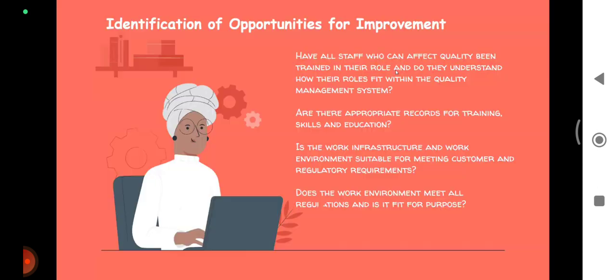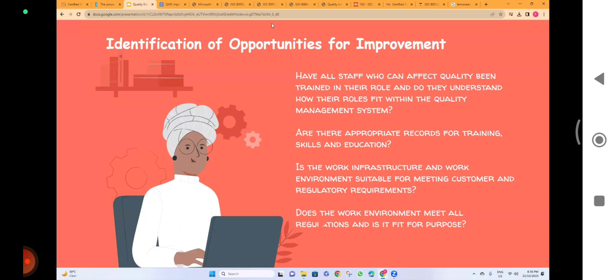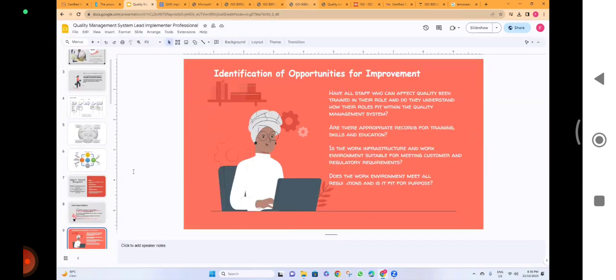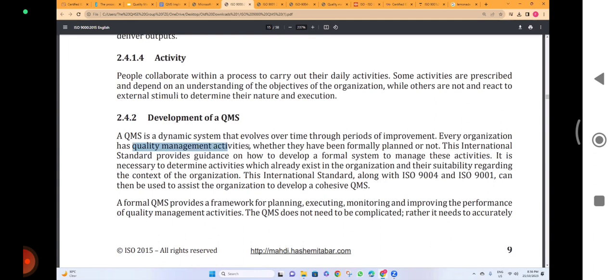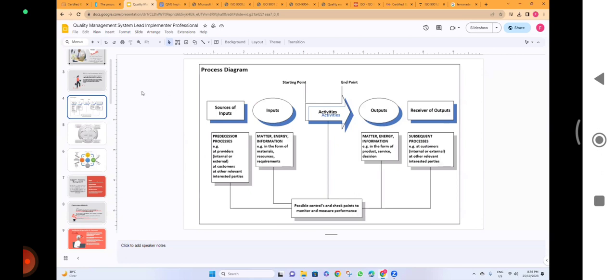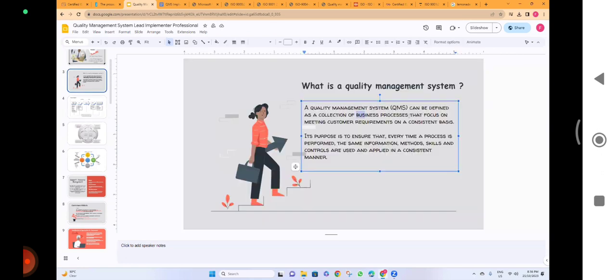After that, we now go to the identification of opportunities for improvement. Where does this concept come from? If you open the standard again, you can see that during the implementation, opportunities for improvement should be determined and acted upon. This is how you do it: you look at the quality management activities in an organization. These quality management activities are the processes that focus on meeting customer requirements on a constant basis. This exists in every organization.